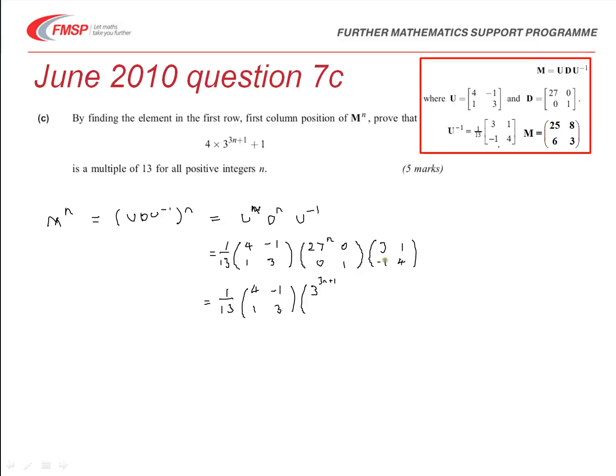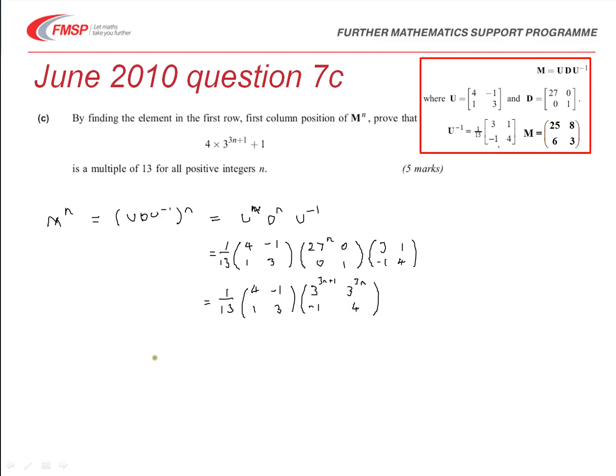Then we've got 0 times that entry, and the 1 times the minus 1, so that gives you minus 1. Then we've got 1 times that and 4 times that, so that just gives you the 3 to the power of 3n. Not that I think we'll need these. And 0 times this one, with the 1 and the 4, will give you just 4.